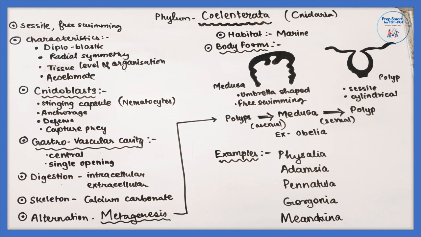They also exhibit dimorphism and display two major forms, namely polyp, which is sedentary in nature, and medusa, which is free swimming. Medusa is umbrella shaped and free swimming, and polyp is sessile and cylindrical in shape.